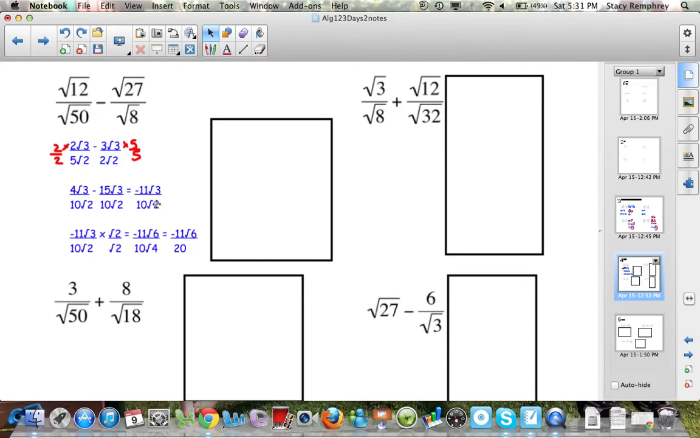I got to here and said, wait, I can't leave my answer like this. There's a square root in the denominator. So I multiplied top and bottom by the square root of 2. That's where these came from. The square root of 4 is 2, so 10 times 2 is 20, and that was my final answer.